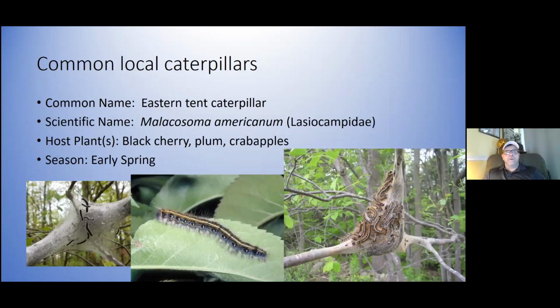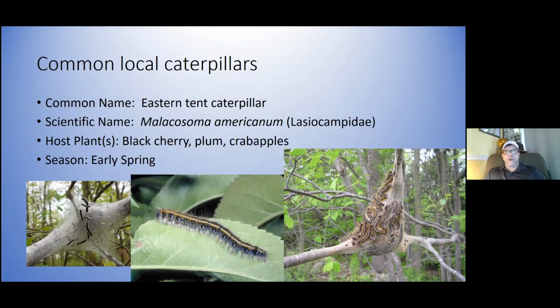Okay. So now I'm going to move on to talk about some common local caterpillars. I'm going to use the same format for every one of these species. So I'll show you the common name, the scientific name, what host plants they feed on, and when they're to be found. So I'm going to start with the earliest caterpillar that most people see in the early spring, the Eastern tent caterpillar. It's kind of iconic. I always look forward to seeing them every year.